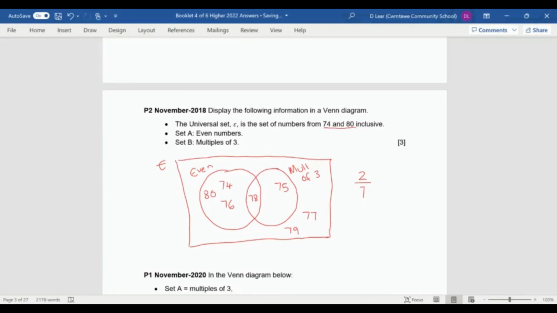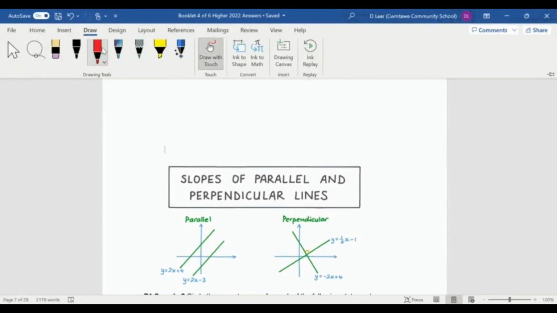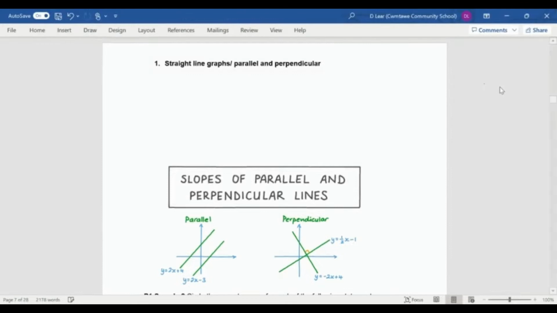That's the end of Venn diagrams. Our next videos, straight line graphs and parallel and perpendicular lines. Oh, it could be bitty, this. Could be a lot of little 1 mark questions with varying different things going on in them. So we'll cover as much as we can, go through a few different questions and what you're being asked to do.